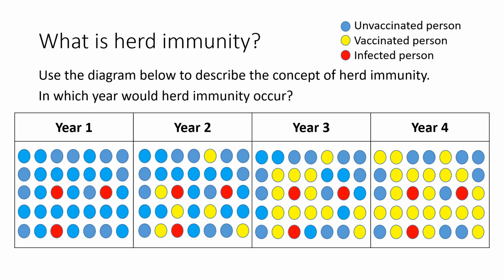So, herd immunity. Use the diagram below to describe the concept of herd immunity. You've got 4 years. You have unvaccinated, vaccinated, and infected people. And in which year would herd immunity occur? So there's 2 questions. Pause the presentation, come up with 2 answers, and when you're ready, you can restart the presentation.